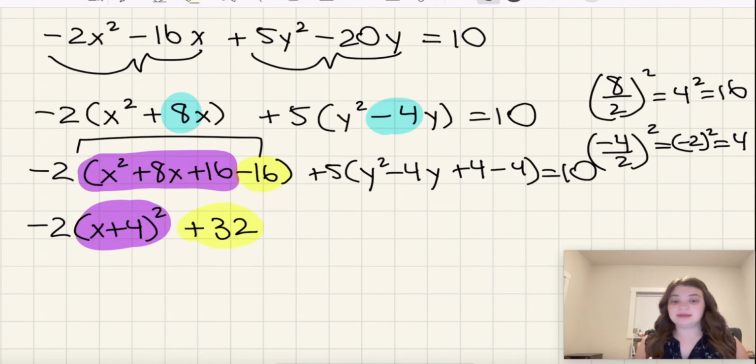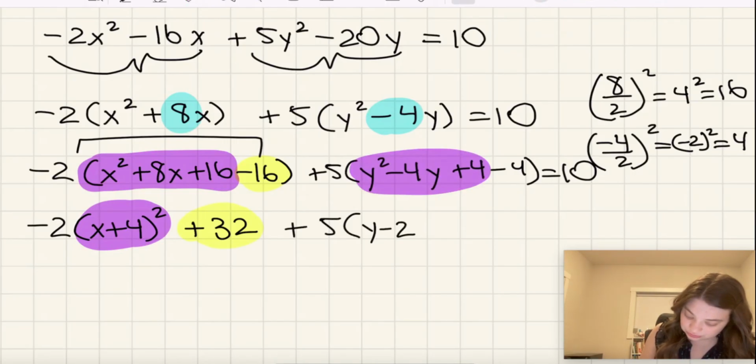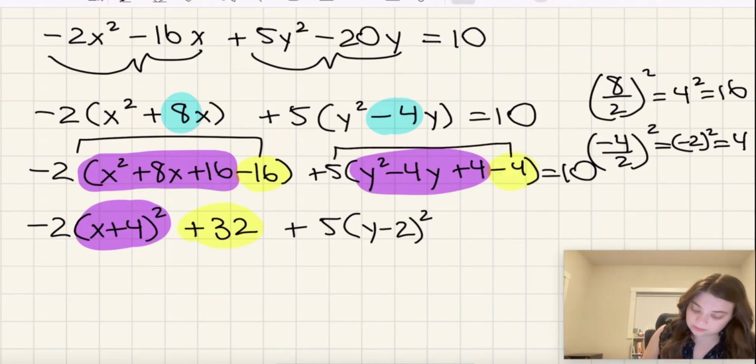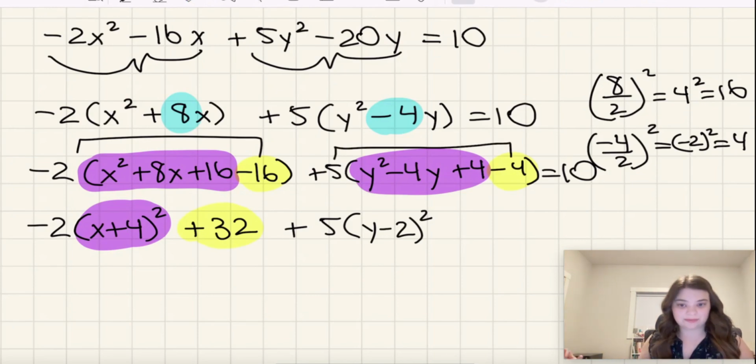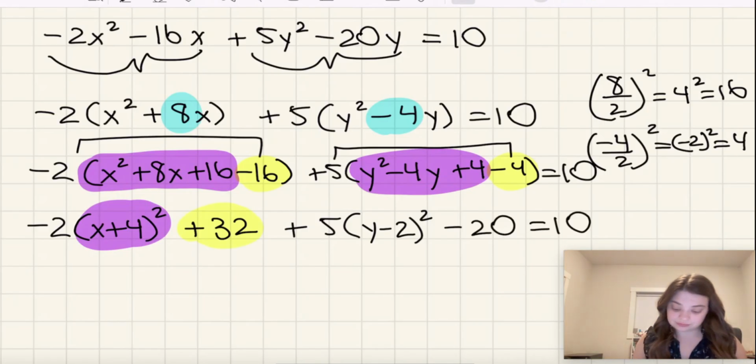Now I'm going to do the same thing again with the y term. So over here, I'm going to factor these first three terms. And if I do that, I'm going to get y minus 2 squared. And then this last term here on the end, this -4, we must multiply by positive 5 in order to let it leave the bracket. So this is going to become -20. And that's all equal to 10.